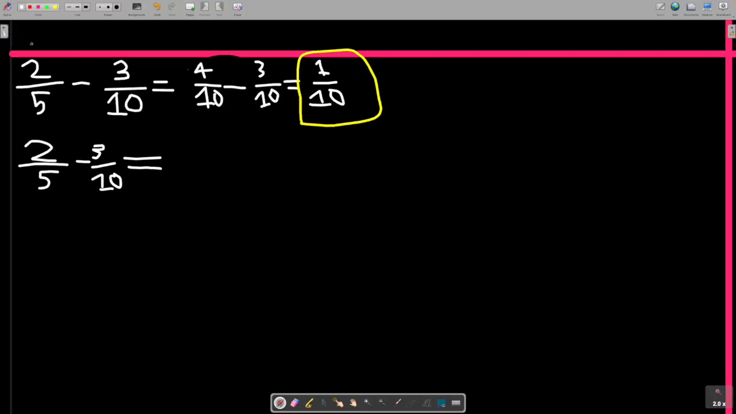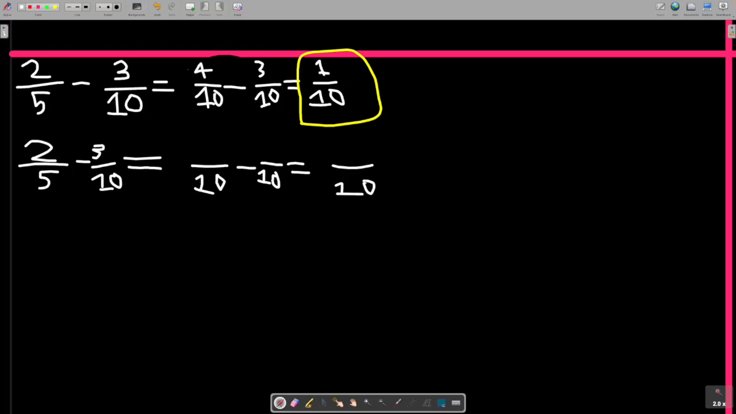The next one is the lowest common multiple, and the lowest common multiple of 5 and 10 is just 10, so we're just going to have 10. So 10 minus 10 equals 10.